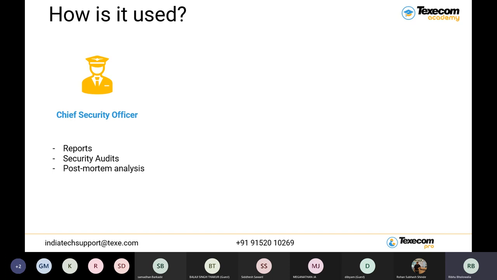Okay, so let's begin our session from where we left off. So how is it used? Meaning, how are the IDS systems used in BFSI, in the banks or in the NBFCs, right?